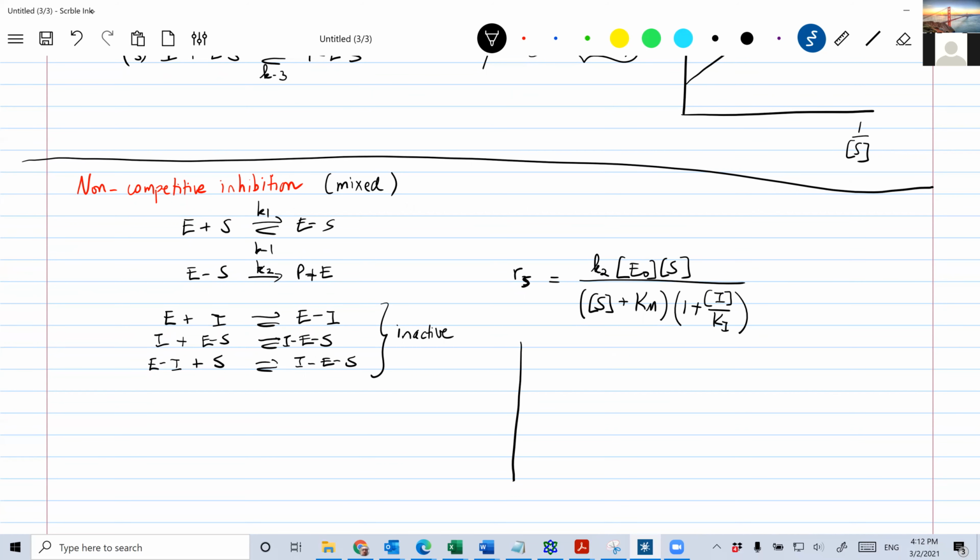Now, once again, you can tell that because it's mixed inhibition, if you were to do your inverse plots, your Lineweaver-Burk plots, no inhibition looks like that, but non-competitive inhibition is going to change both the slope and the intercept. So this is going to be non-competitive, and this is no inhibition.